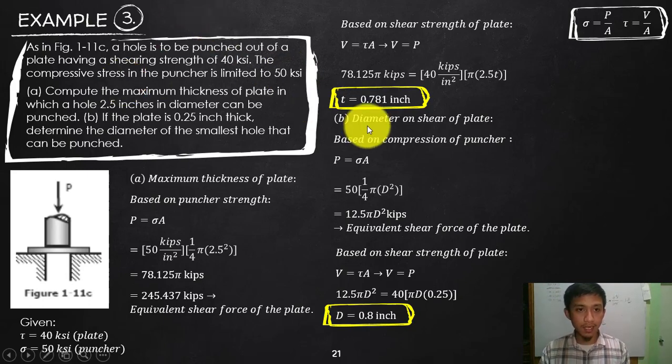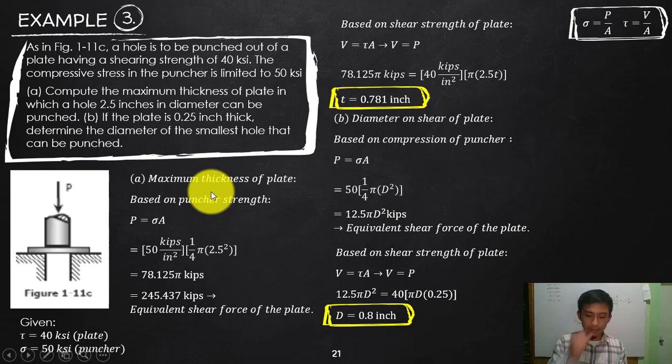Okay, let's proceed with the last, on the B. So if the plate is 0.25 inch thick, it is now fixed. The thickness is fixed. Determine the diameter of the smallest hole that can be punched. Now that is the question there. The thickness is fixed. The question there is the size of the hole that will be punched.